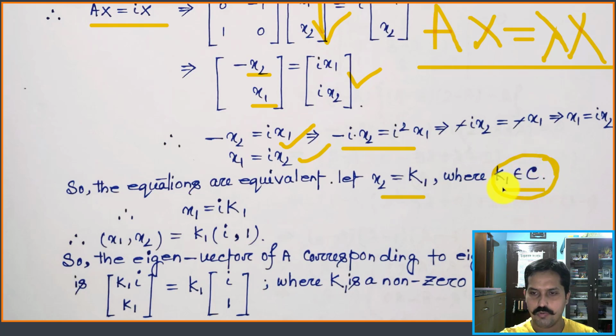This is also very much important. Whenever we consider any constant like this, if the eigenvalue is a real number, then we have to consider the constant as a non-zero real number. But if the eigenvalue is imaginary or complex, then the scalar is also a non-zero complex number. Okay. So if x2 equals k1, then x1 will be I into k1. So x1 is I k1 and x2 is only k1. Taking k1 common, we have I, 1. So this is our x1, x2.